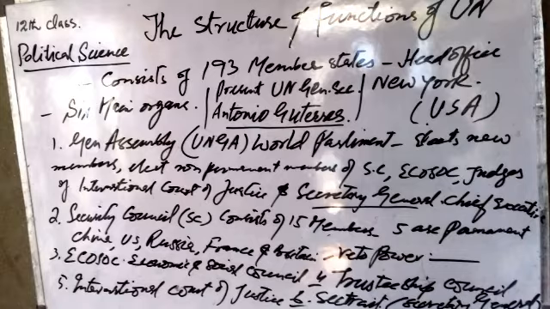So, dear students, this was the structure and the functions of the United Nations Organization. Each organ of the UN has its own structure and its own jurisdiction of power and procedure.